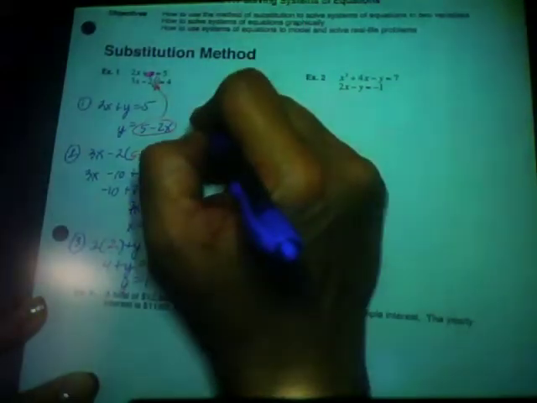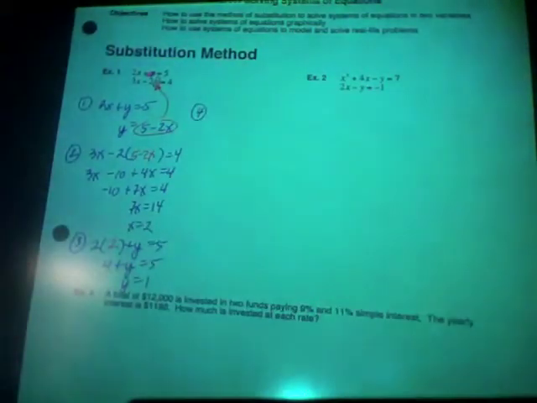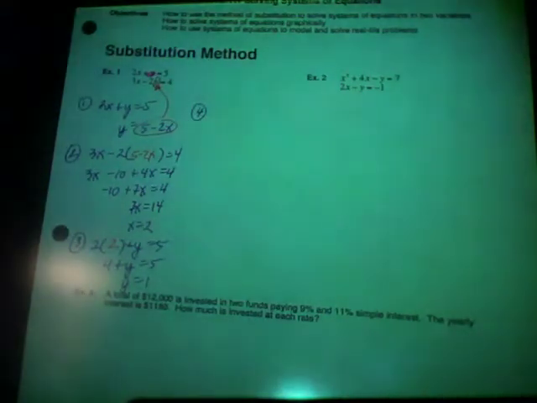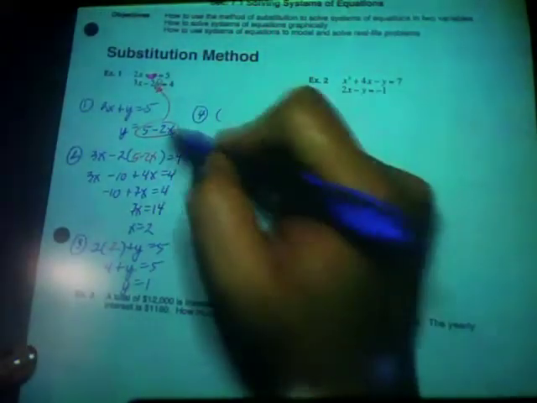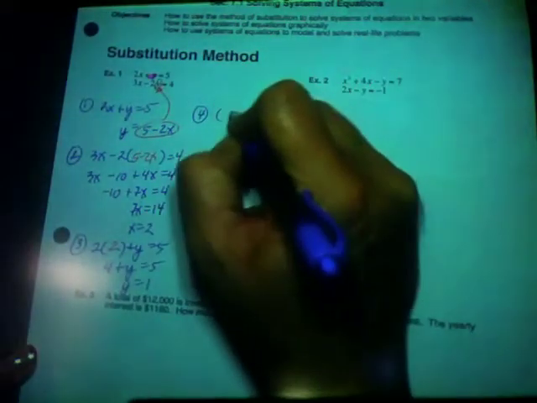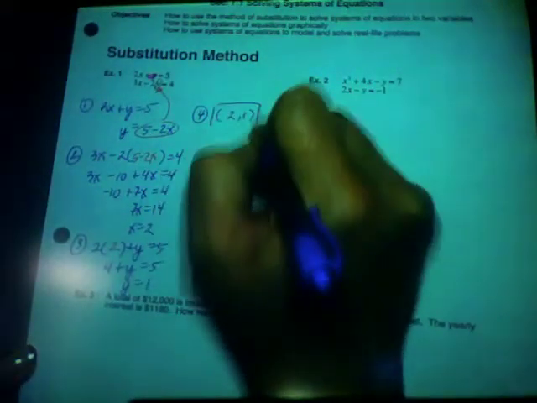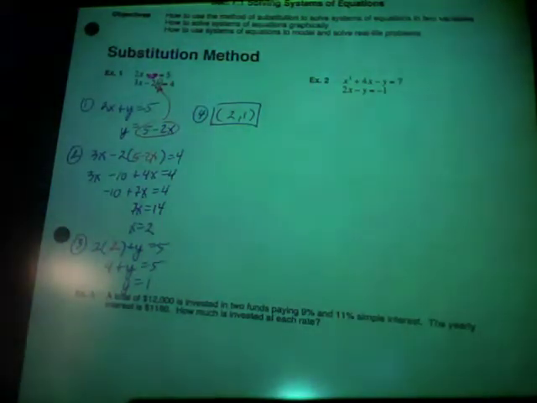And then finally, you have to write out your answer. If you leave your answer this way, you're going to lose quite a few points because you shouldn't leave it up to me to figure out what the answer is. You need to write it as an ordered pair. And so x comes before y, so we have (2, 1). So this one only had one solution.